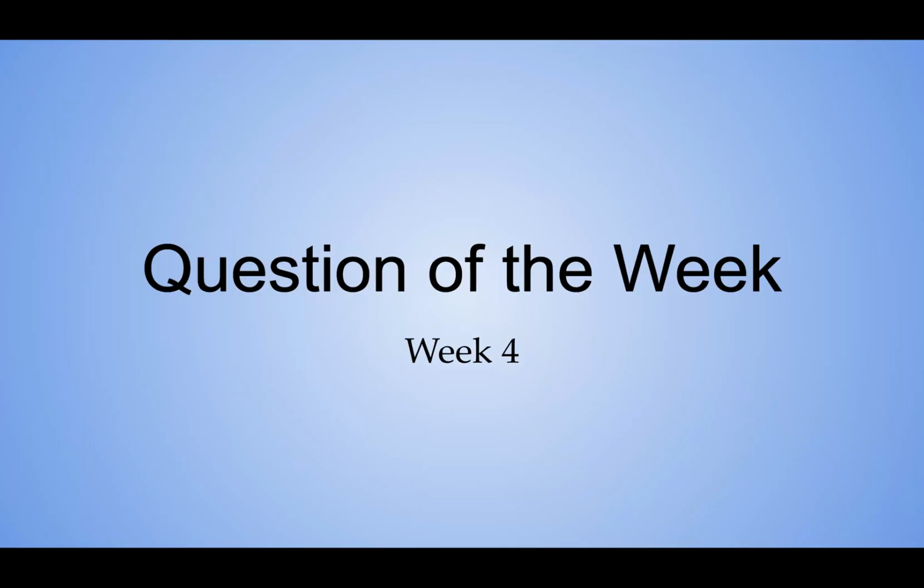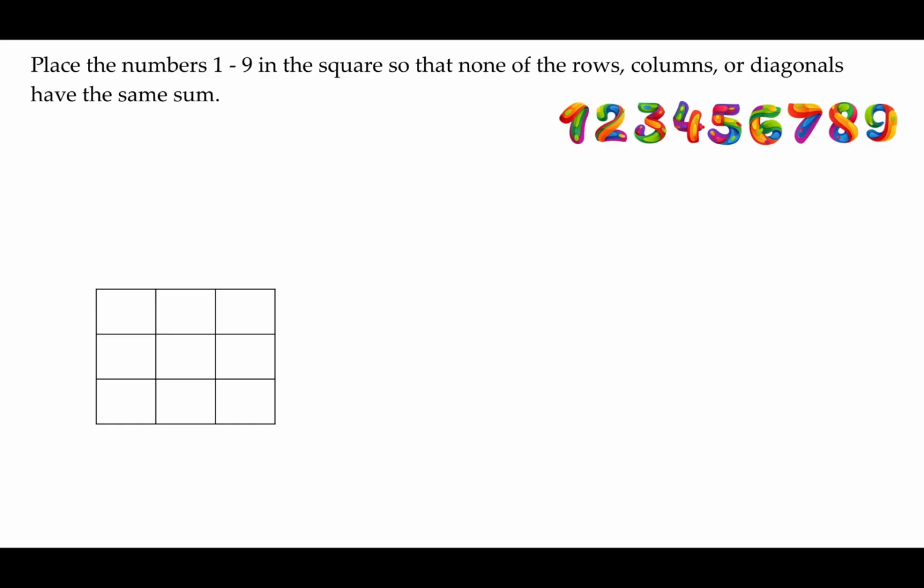Today's question of the week comes from the workbook Problem Solving Experience in Mathematics. Here we're going to place the numbers 1 through 9 in the square below so that none of the rows, columns, or diagonals have the same sum. So let's see what we need to know.